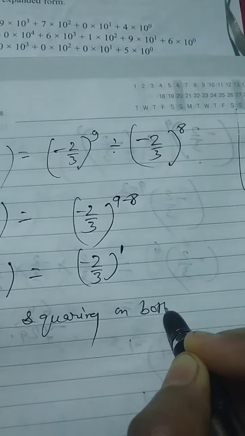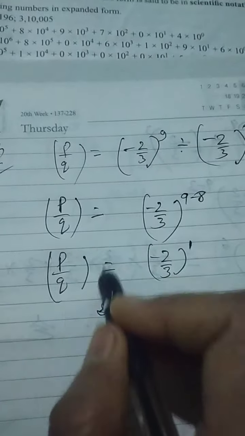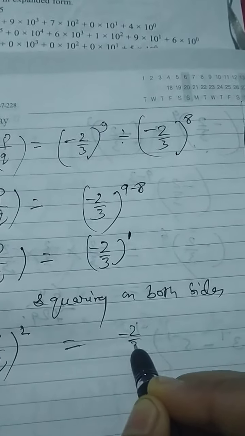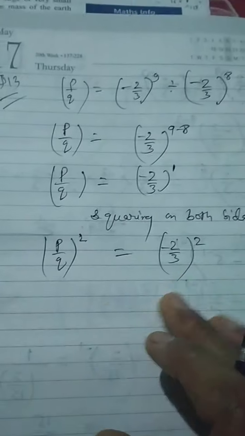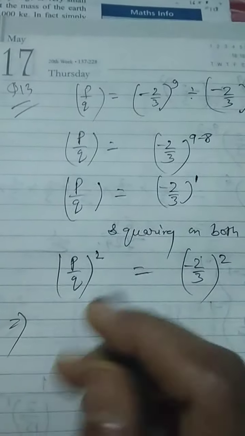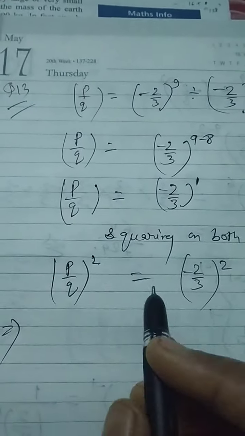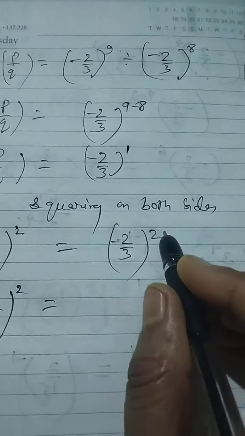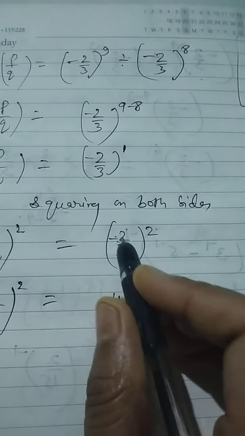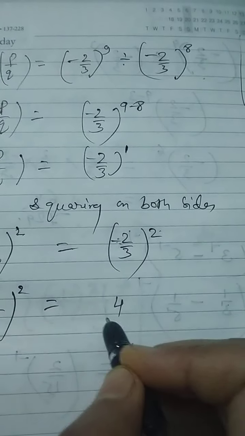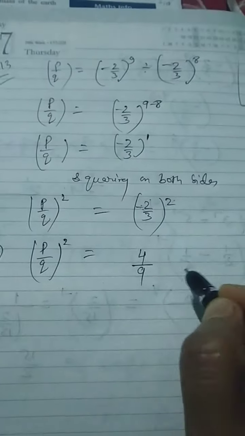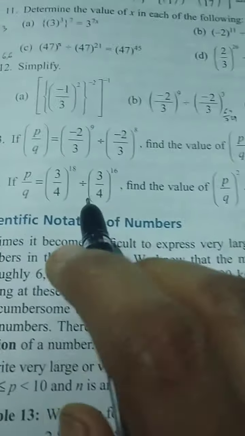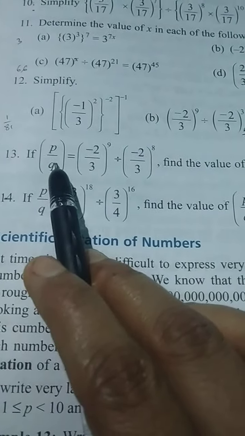on both sides. We will do the squaring on both sides. You know the maths rule, if anything we are doing, we have to do it on both sides to maintain the equality. Now P by Q to the power 2, and here power 2 means 2 twos are 4, and minus becomes plus, and 3 threes are 9. So its answer will be 4 by 9. Got it?